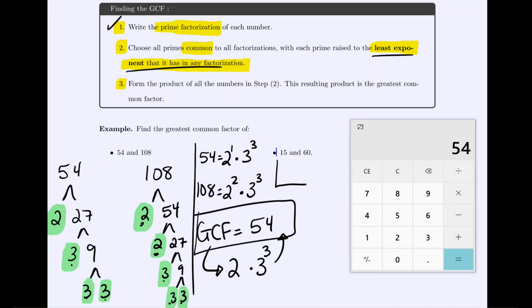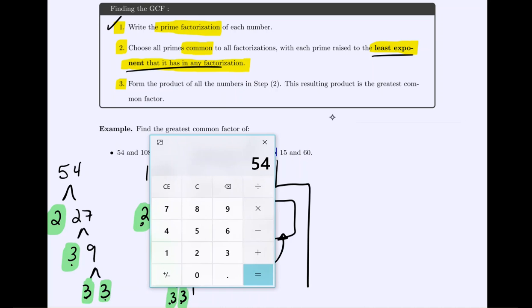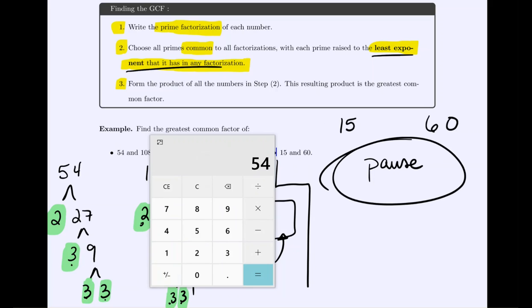So let's turn our attention now to 15 and 60. We would start step 1 over by writing the prime factorization of each. I think it's a good time for you to pause the video, attempt this on your own, and unpause to check your work.